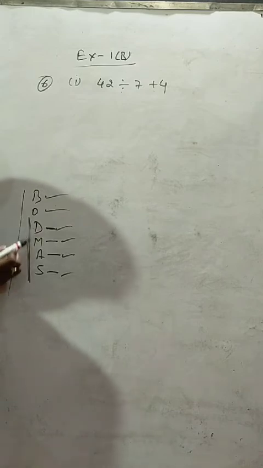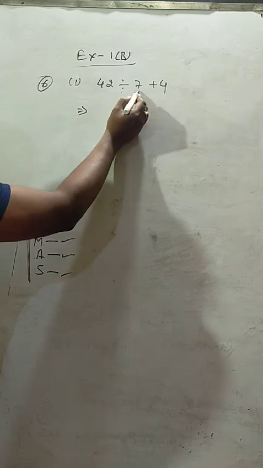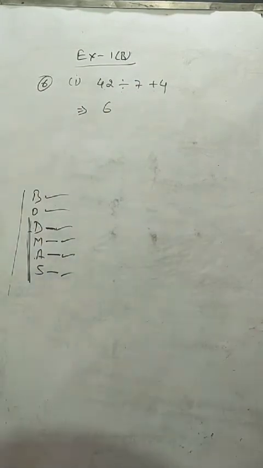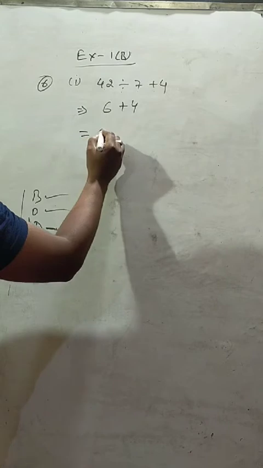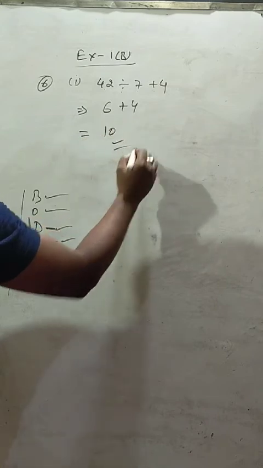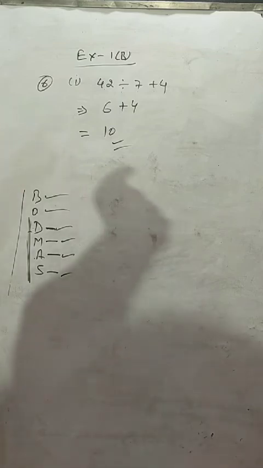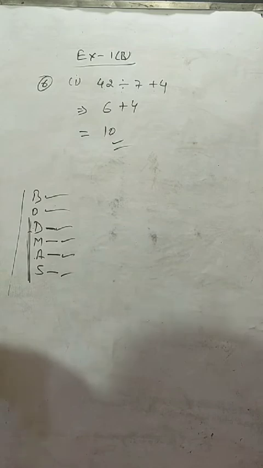Similarly, division is here and addition is here. So first we will do the division. Therefore, we divide 42 by 7, and 7 6s are 42, and then plus 4. This is equal to 6 plus 4, which is 10. So this way we will solve questions in which multiple signs are present, like addition, subtraction, multiplication.